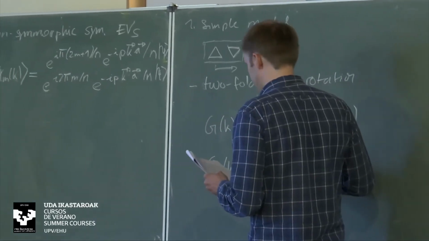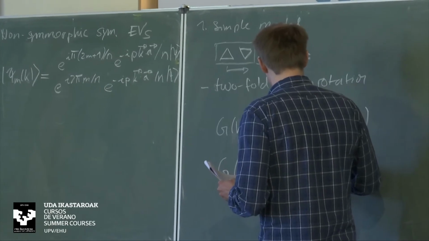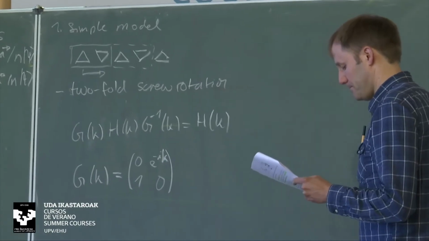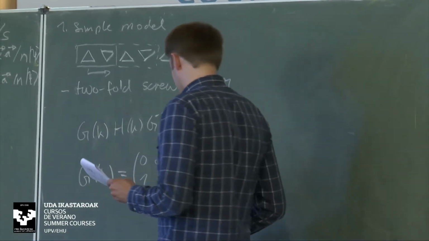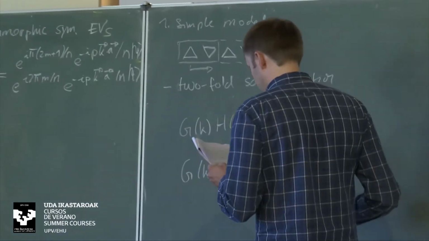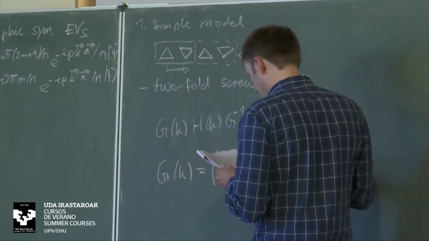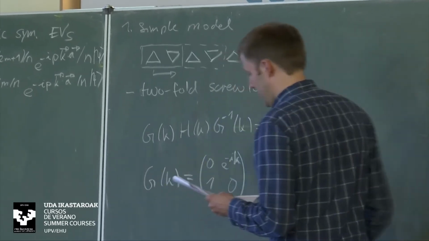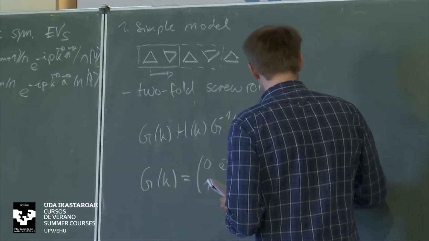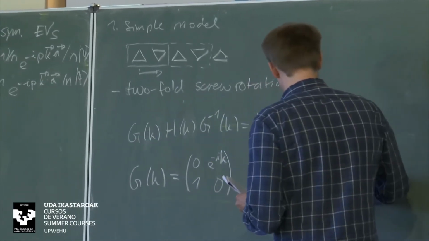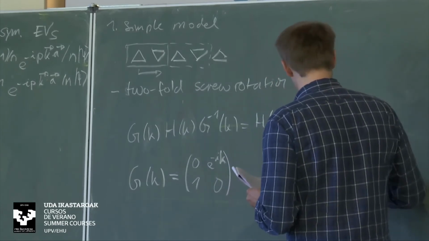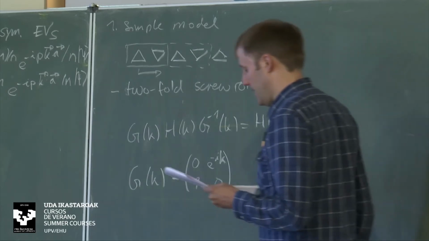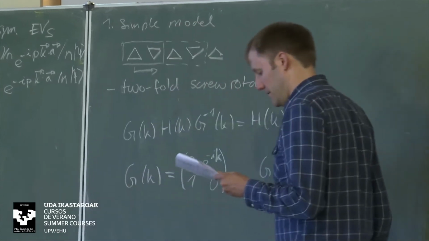And then we have here also a phase factor, which takes into account that one of the two atoms moves to the next unit cell. So e to the minus ik. And of course, if you square this, you must get an element of the translation group. So you can explicitly square this matrix now. And you see, indeed, this gives you unity times just the phase factor, e to the minus ik, which is this translation by one lattice vector.